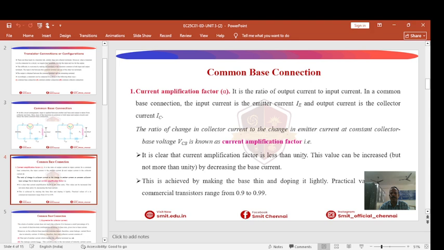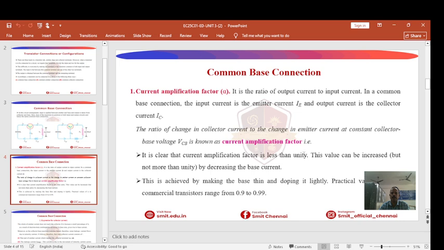Alpha is the ratio of change in collector current to the change in emitter current at constant VCB, that is, the collector base voltage, which is known as the current amplification factor. Generally the alpha value will always be less than unity. The ideal value is around 0.99, and practically it will be less than that.